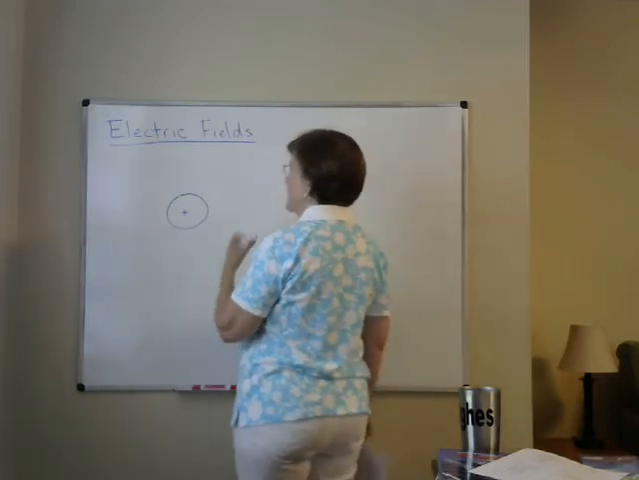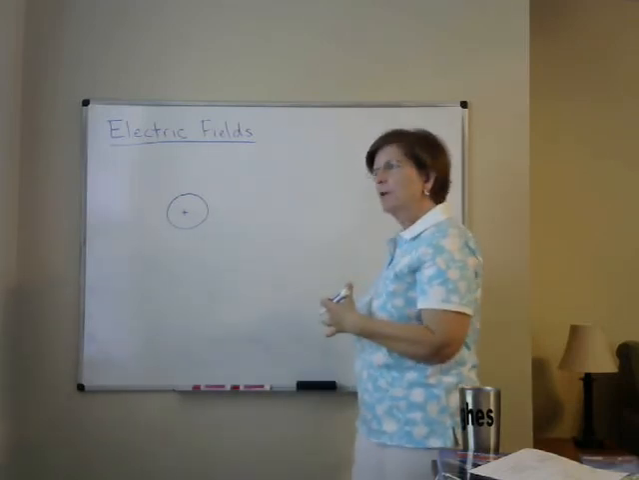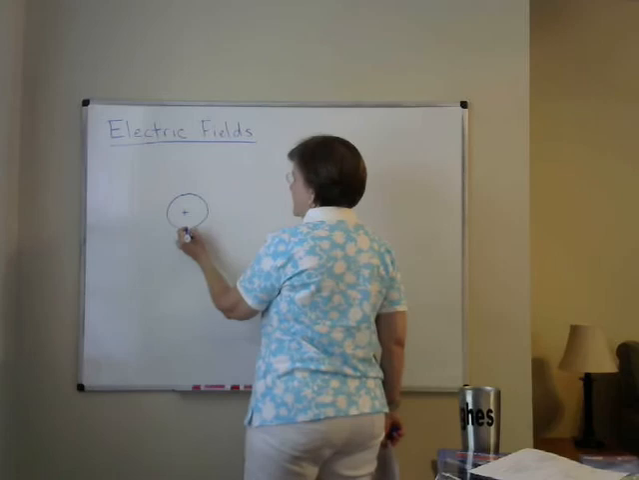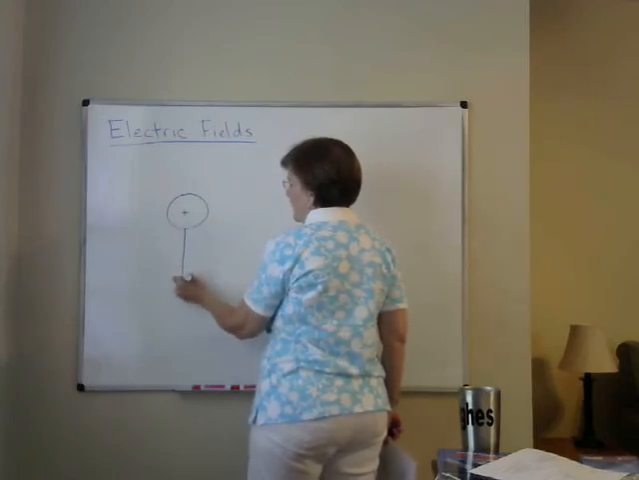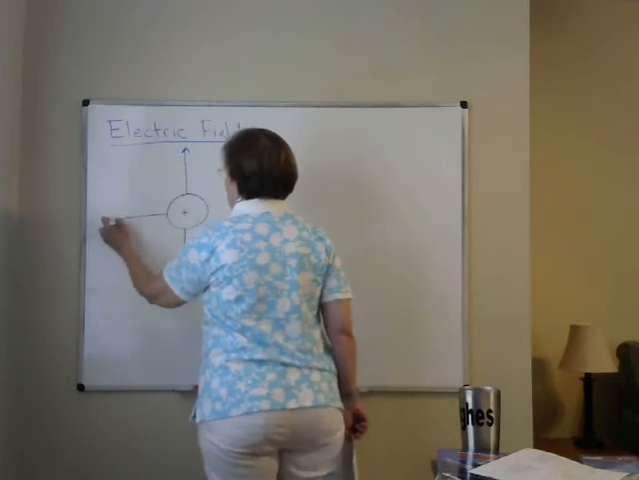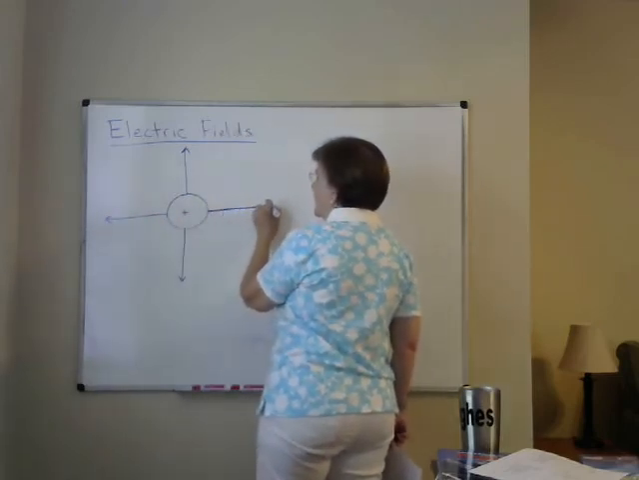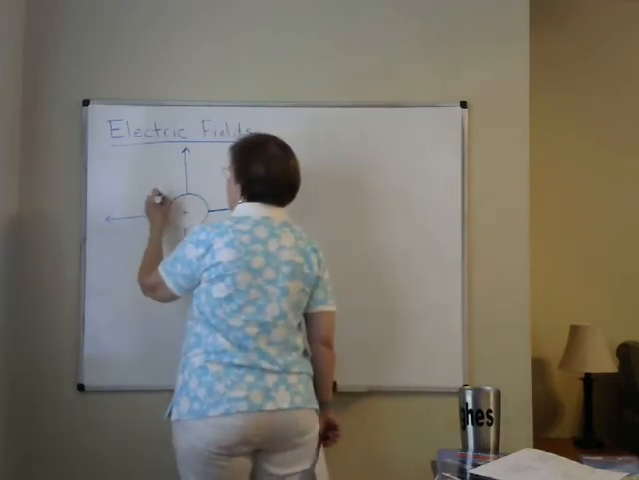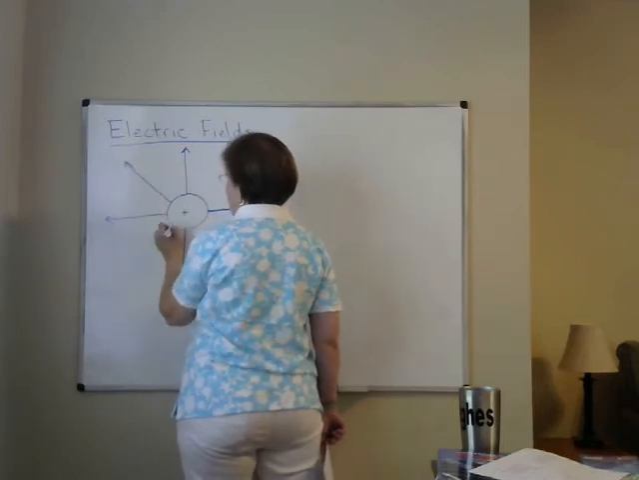We can represent our electric field with electric field lines. This electric field would look like this. Now I can't draw in 3D, but you need to remember this would actually be in 3D. This is for a point charge.